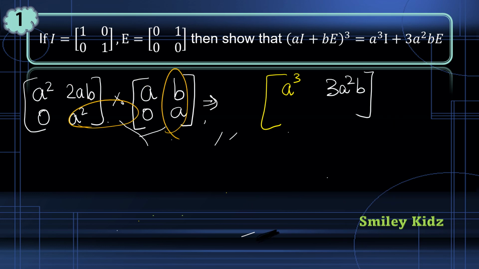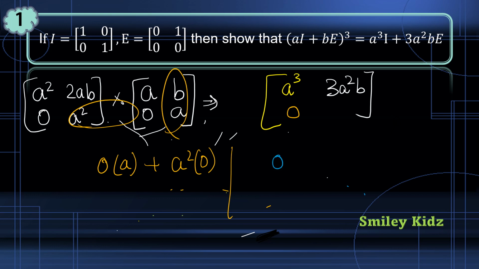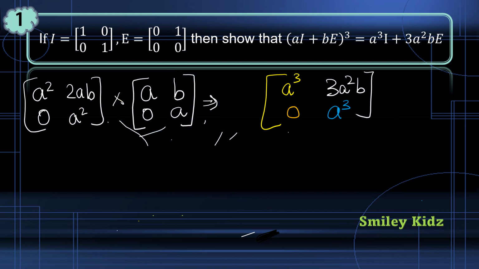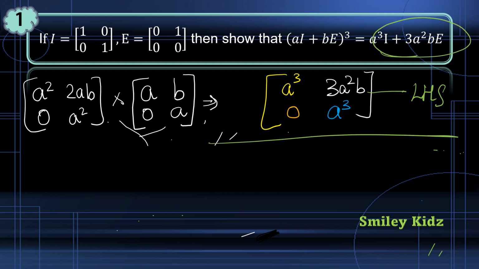Now we have the second row with the first column, that will be 0 into A plus A square into 0. It will be 0. Let's write down 0 over here. Then 0 into B plus A square into A. Isn't it? With the second column. Fine, that is going to be 0 plus A cube. That will be A cube. Let's write down A cube over here. Now this right over here is the LHS part of the question. Fine. Let's put this aside for a while and then solve the RHS.